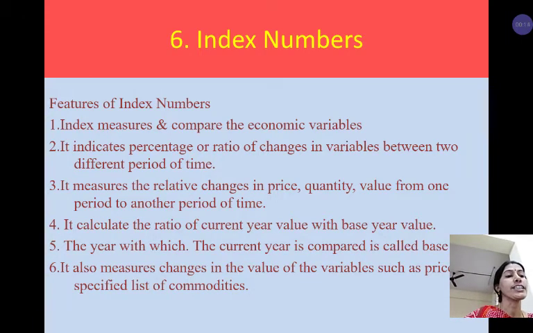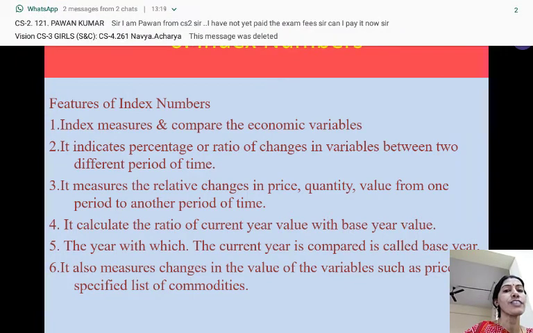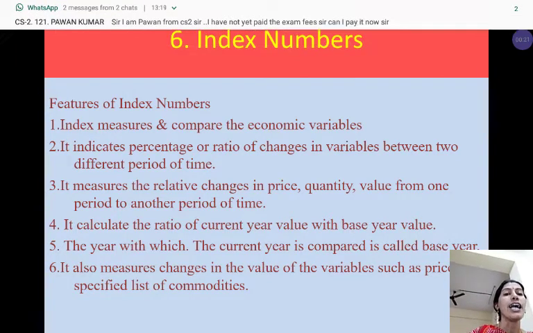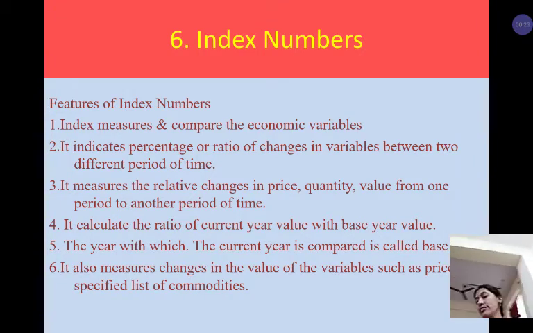It's Consumer Price Index, which is also known as Cost of Living Index, and Producer Price Index. Everything we have discussed, and the features of index number. When I was explaining the concept of index number, I explained the index number features.